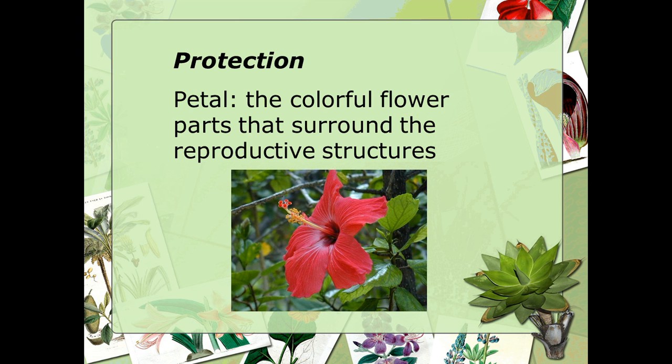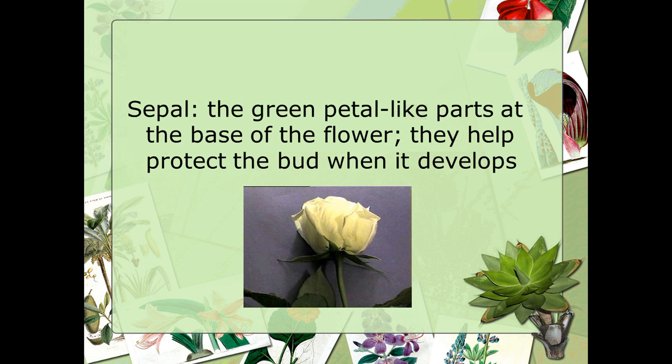Now, plants also need protection. If all these reproductive parts are going to work properly, they have to be protected. So we have petals. Petals are the colorful flower parts that surround these reproductive structures. We also have the sepal. This is the green petal-like parts that are at the base of the flower. You can see those right here. They help protect the bud as it's developing.